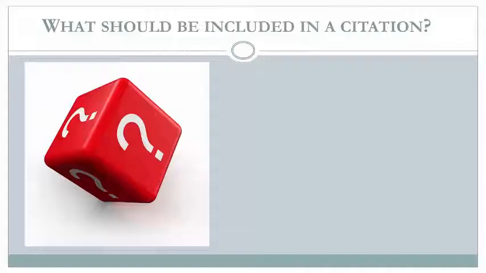So what should be included in a citation? There's 3 things: who, what, and when. Those are the 3 things that should be included in an oral source citation. Who, what, when.